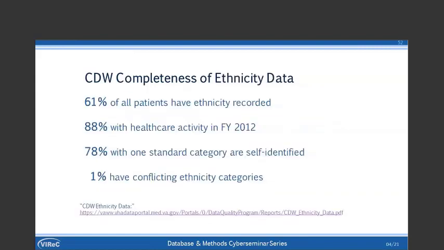There was a similar guide that looked at the completeness of the CDW ethnicity data. They found that at that point in time, around fiscal year 2012, among all patients in the CDW, about 61% did have ethnicity recorded. But when you look at fiscal year 2012, again, the number who have data available has gone up dramatically to about 88%. As of now, it's greater than 93 or 94% who have ethnicity data available. There can still be issues with conflicting values with ethnicity because the data can be collected from multiple sites. They still found about 1% who had conflicting values.